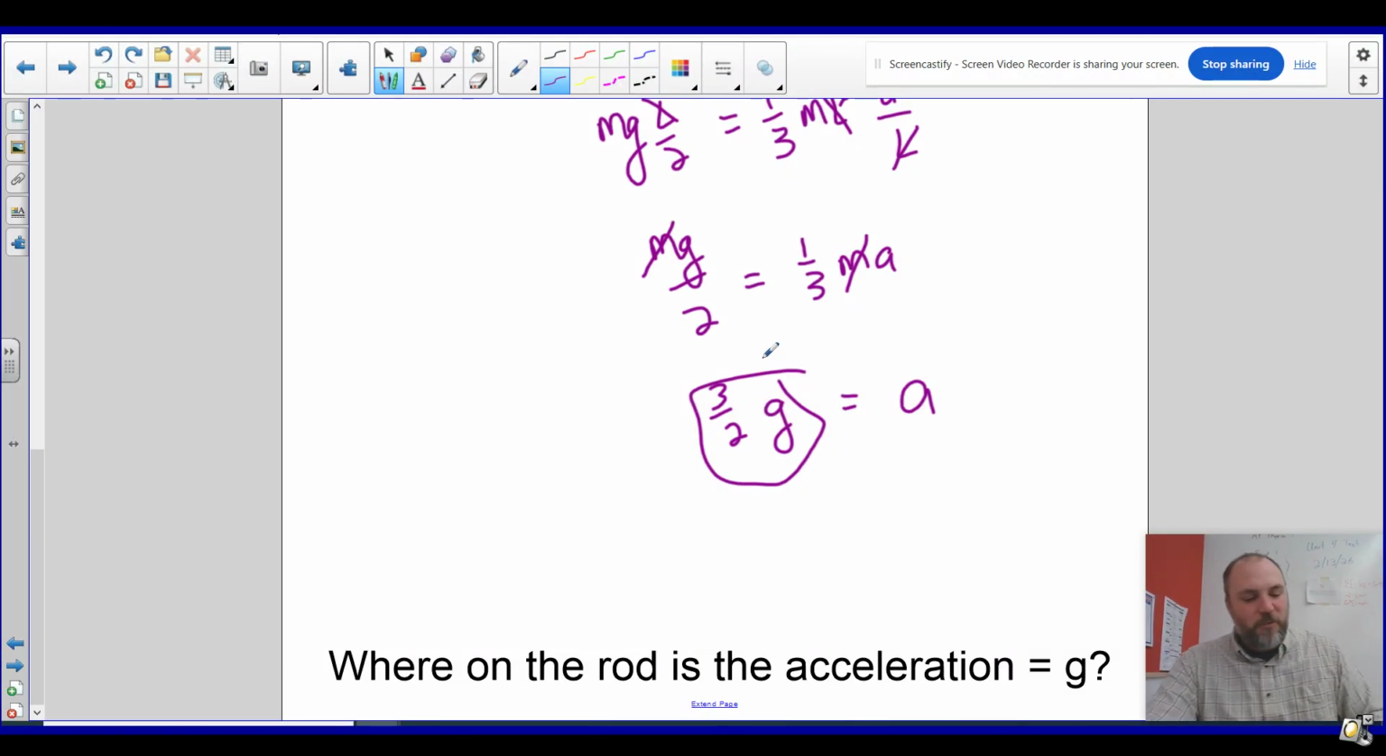Okay, so that should be it for moment of inertia and Newton's second law, the rotational version.